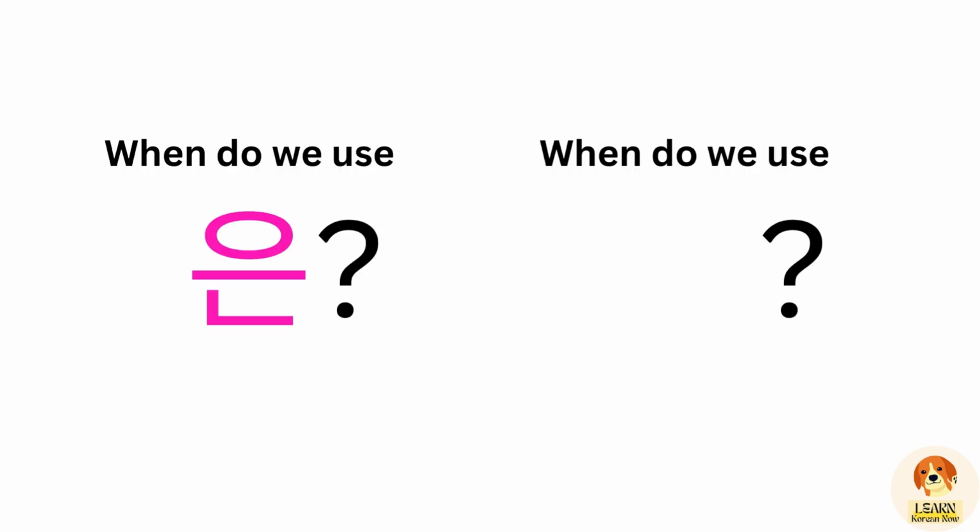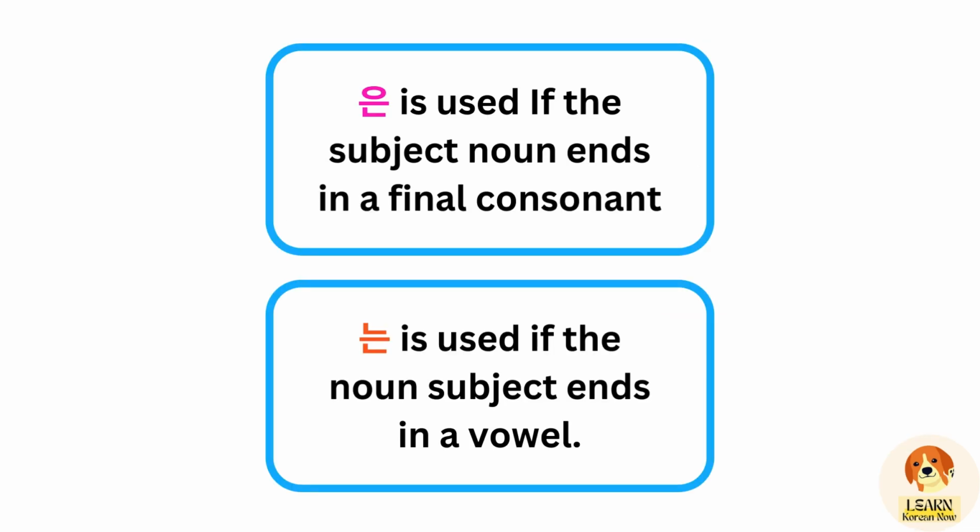So, when do we use 은 and when do we use 는? Well, it depends on the noun that precedes them. If the noun ends in a final consonant, we use 은. If the noun ends in a vowel, we use 는.